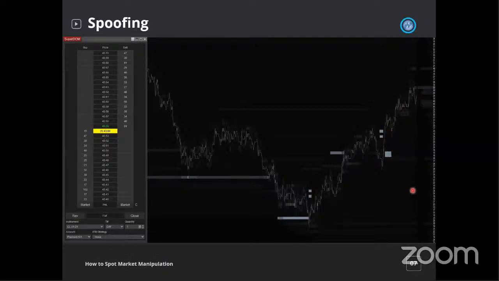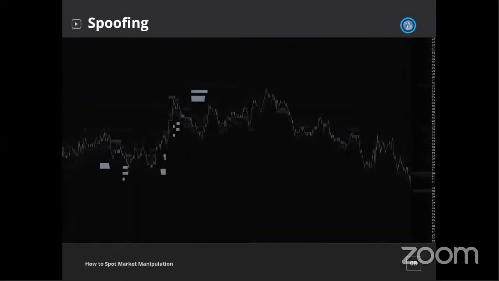And if I had more time, I would show you guys the tape as well when you're looking, so you can actually see what's being filled, right? Not just that you see the spoof, but you want to see, is there actually quantity trading in these areas? So I'm going to show you guys another example on this as well. It's a little more pronounced.